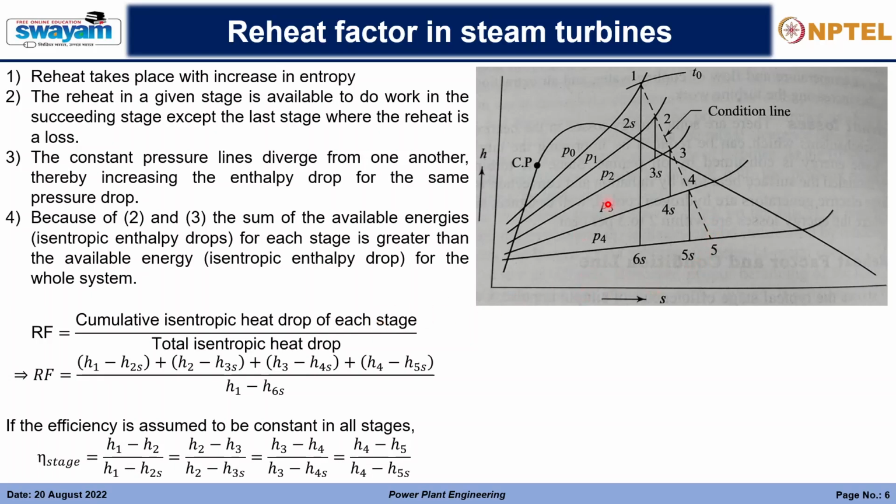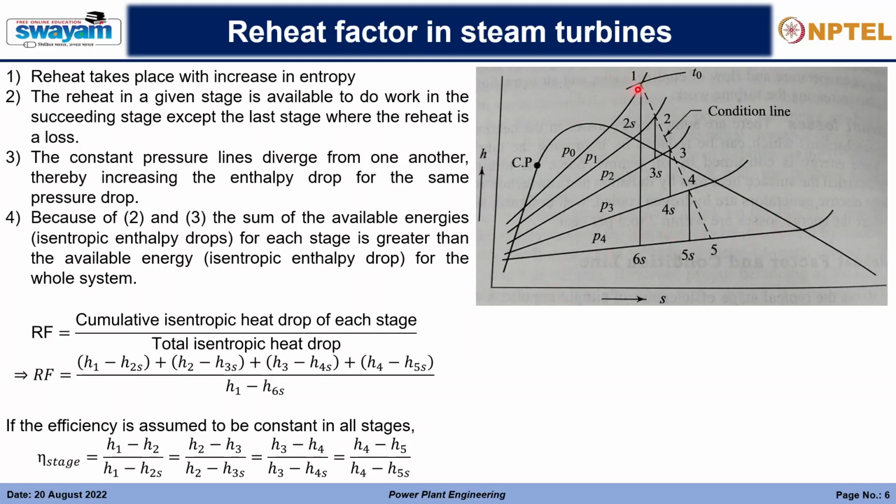Okay, then I was talking about the reheat factor. The reheat factor is the cumulative isentropic heat drop of each stage. Cumulative means if I add 1 to 2, then 2 to 3, 3 to 4, and 4 to 5, I am talking isentropic, right? So 1 to 2s, 2 to 3s, 3 to 4s, and 4 to 5s. If I add this all and then divide it by the total isentropic heat drop, I was considering the pressures P0 and P4, right?